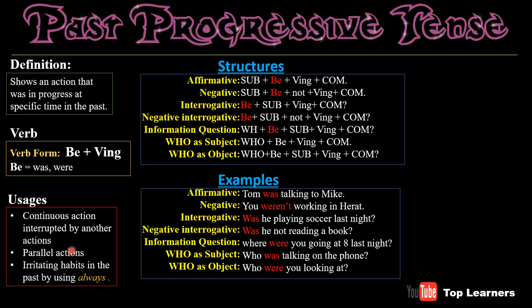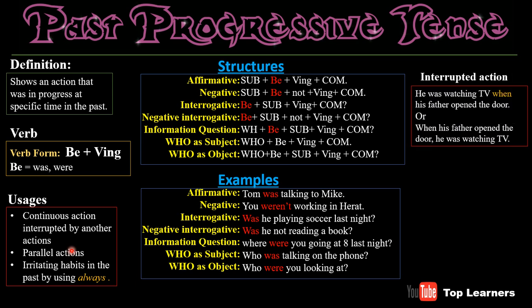And that's it. We have interrupted actions like, he was watching TV when his father opened the door. Be careful: when we use the first action in progressive tense and the conjunction when, then the action which is interrupting should be in simple past. So his father opened the door. This action interrupted watching TV. We can change their places, but the difference is that we use a comma. I can bring this sentence first, like, when his father opened the door, he was watching TV.